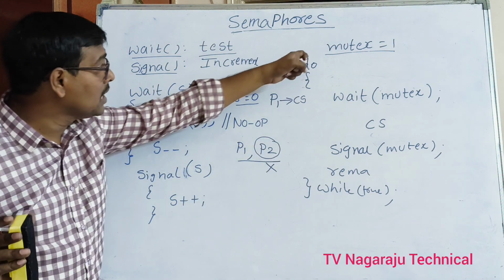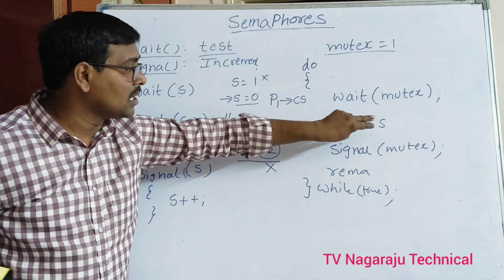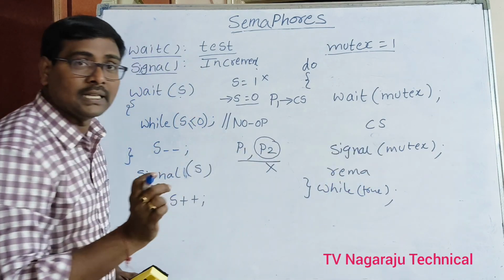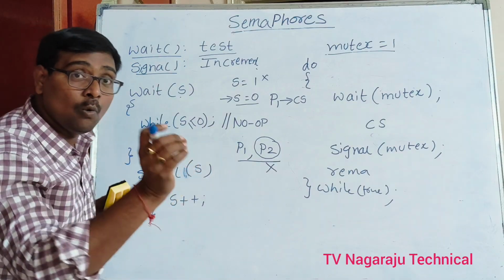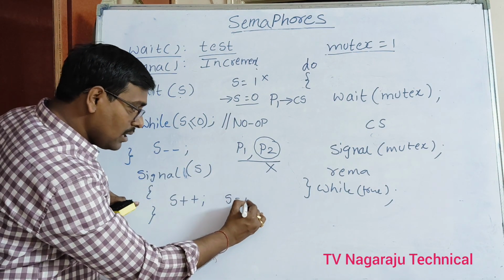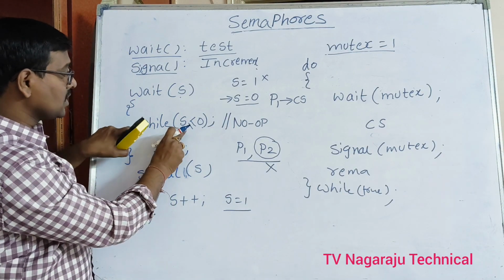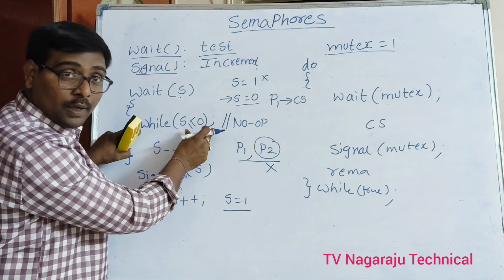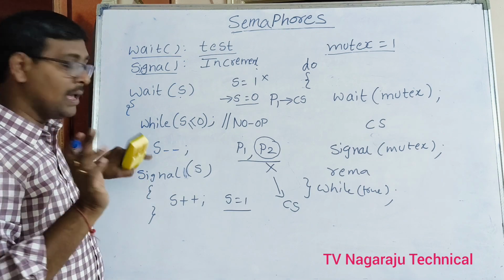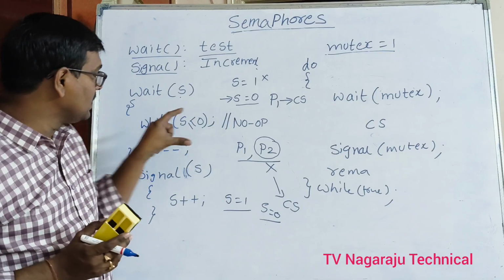You got it? That means by using this semaphore, only one process enters into the critical section. Suppose my critical section operation is completed, after that signal of mutex. So immediately it calls signal. What does the signal do? Increments the semaphore value by 1. So S value is equal to 1. Whenever S is equal to 1, now for process P2, 1 less than or equal to 0, the condition fails. Now process P2 enters into the critical section. Again S value is equal to 0. No other process is allowed. Clear? That is the concept.